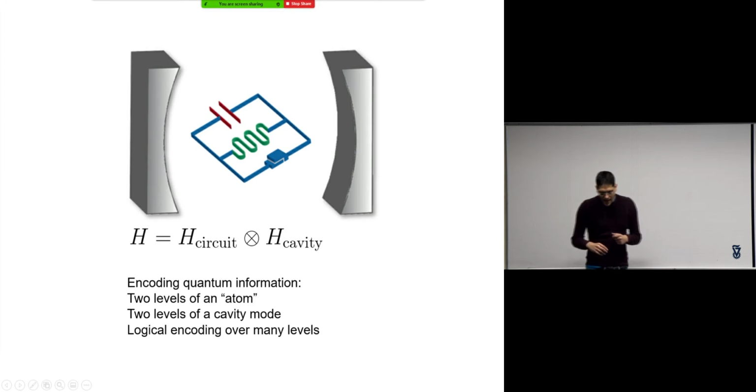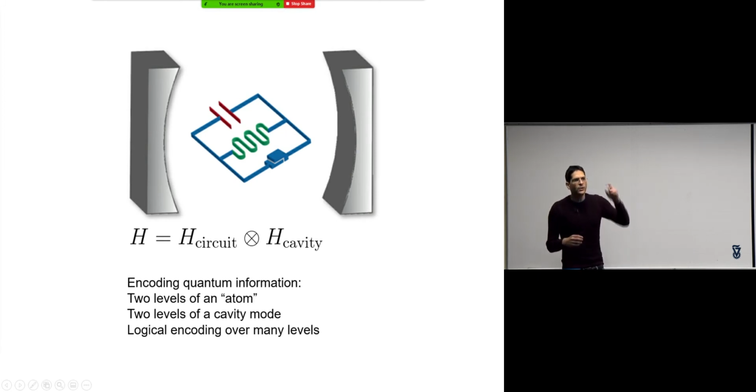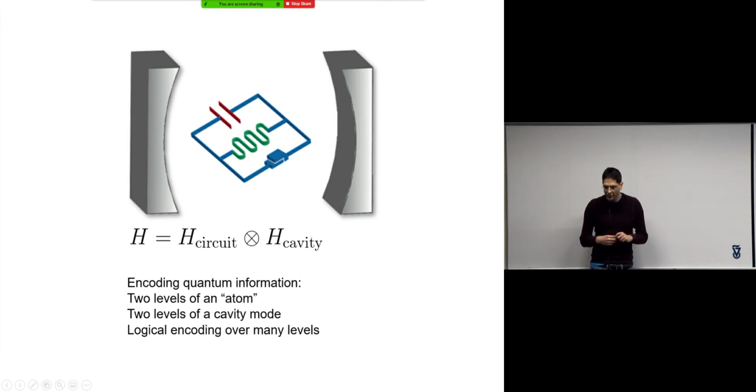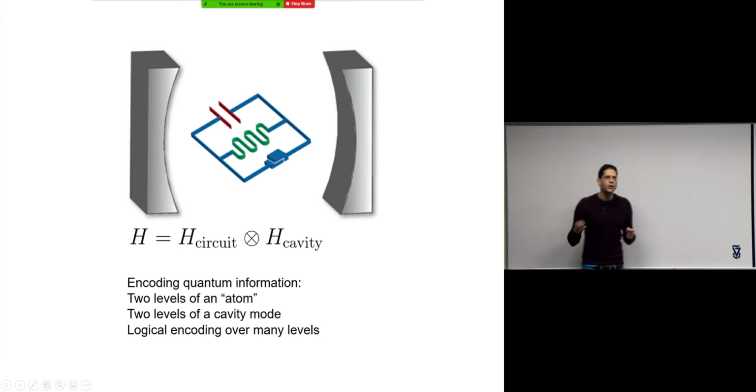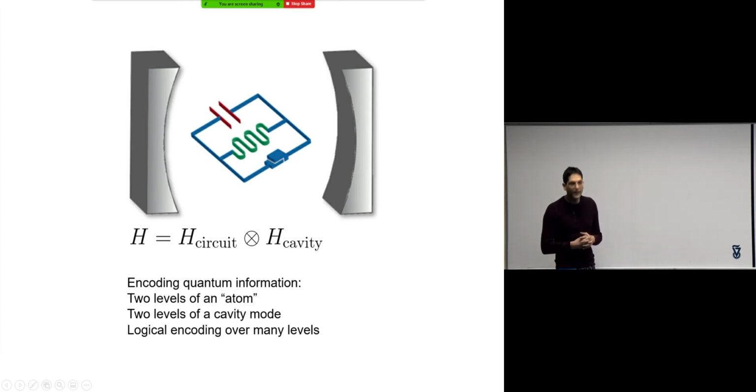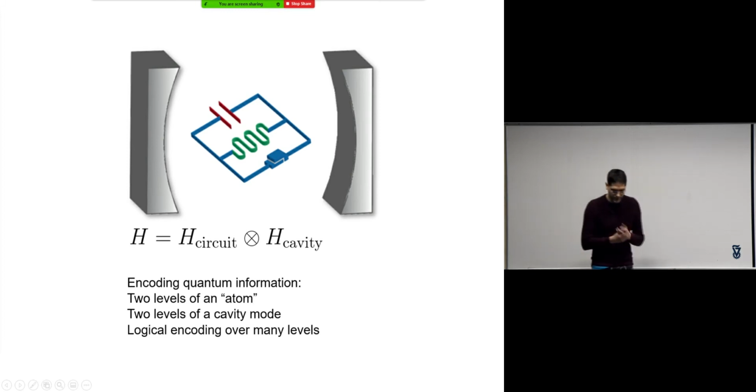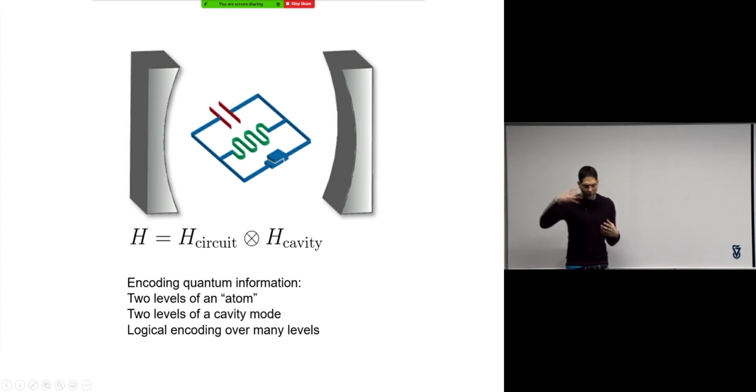And it basically means that you can take your qubit and encode it in the trivial way in the 2 levels of your artificial atom. You can do that. That's a trivial choice. You can also take the qubit and encode it in 2 levels of the cavity mode. We saw that already in cavity QED, for example. But you can also gain control over more levels and do a logical encoding over many levels.